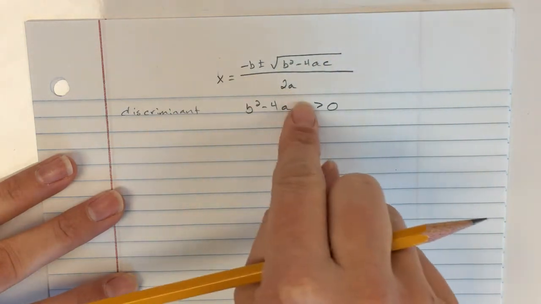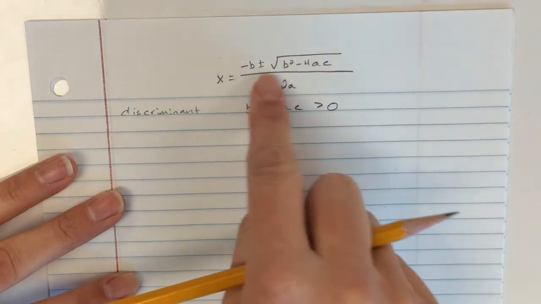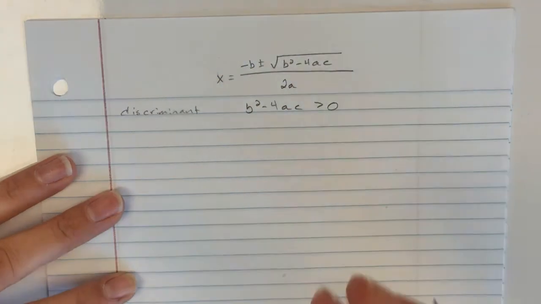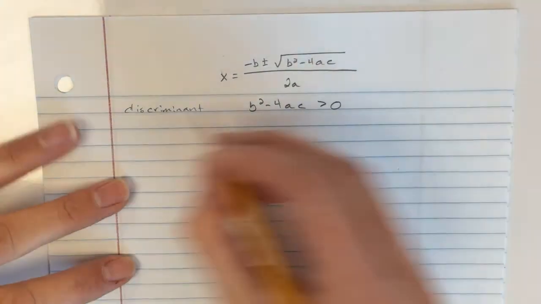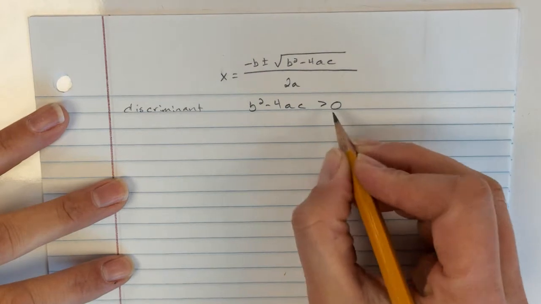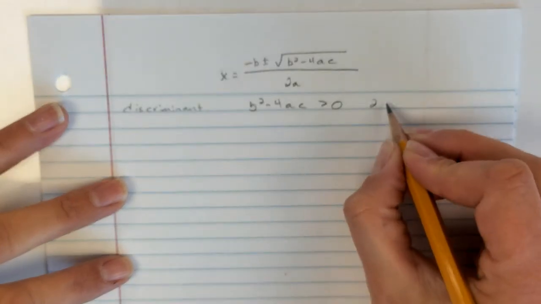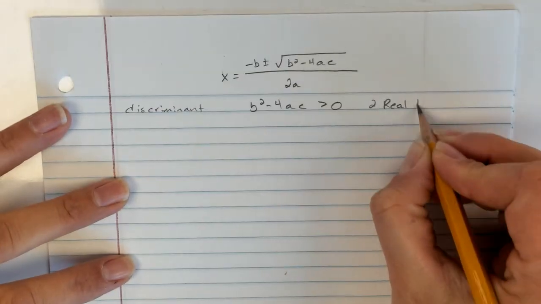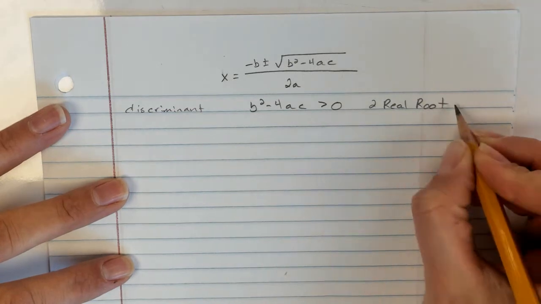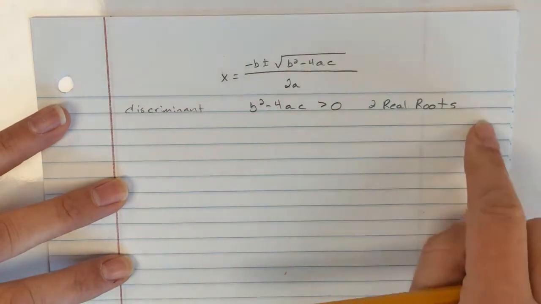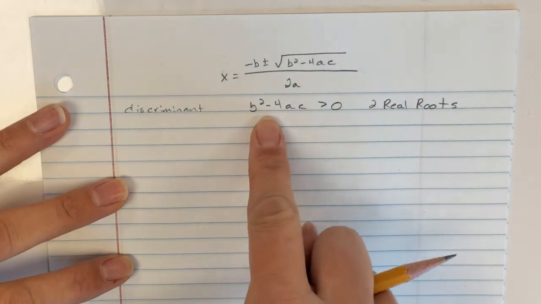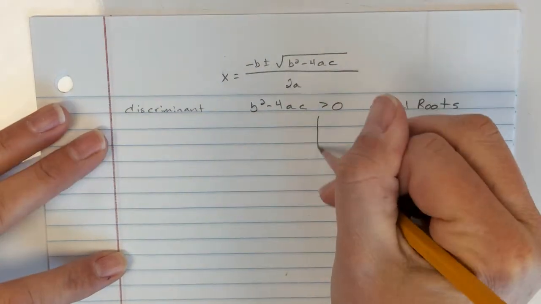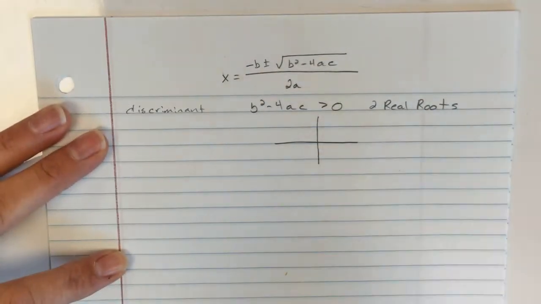If these are all real numbers, then my answer, I'm adding a real number, subtracting a real number, it's going to come out to be some real number. Okay? So when you have a positive discriminant, you're going to have 2 real roots. If I have 2 real roots, then that means this thing as a graph is going to cross the x-axis. And it's going to do it twice.